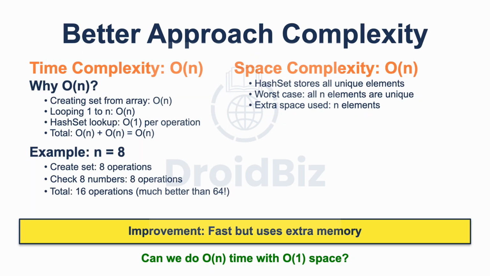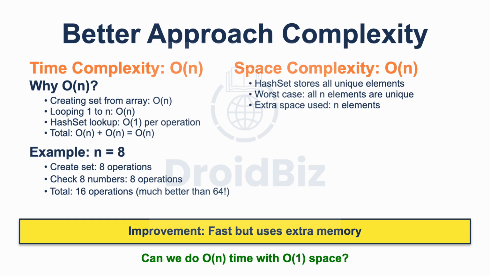Let's analyze the complexity of the better approach using a hash set. The time complexity is big O of n. Why is it big O of n? Creating the set from the array takes big O of n time. Looping from 1 to n takes big O of n time. The hash set lookup is big O of 1 per operation. So the total is big O of n plus big O of n, which equals big O of n.